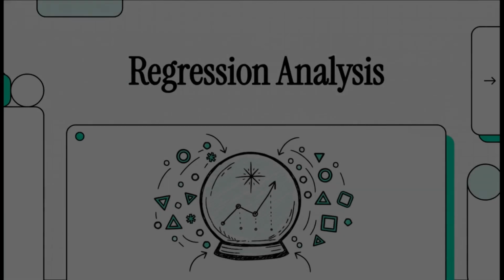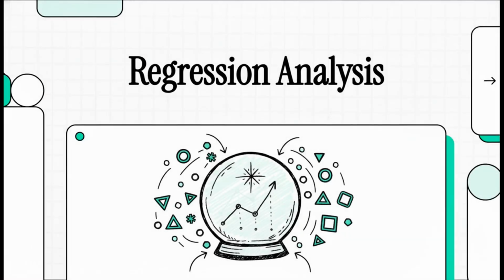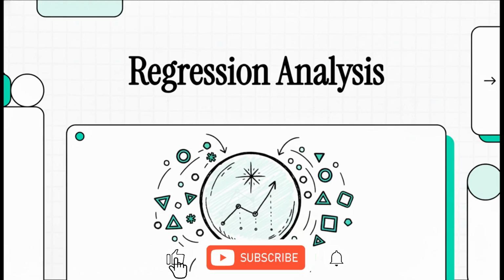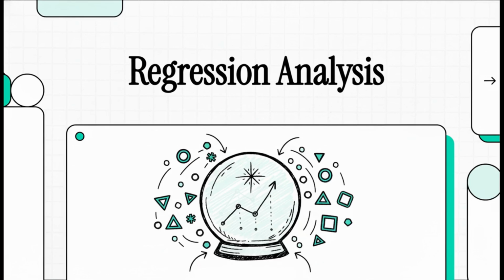You've probably heard the term regression analysis thrown around, right? But what does it actually do? Well, let's forget all the complicated stats for a minute. Just think of it as a kind of crystal ball for data, a tool that finds hidden patterns in chaos so we can get a glimpse of the future. Let's dive in and see how it works.